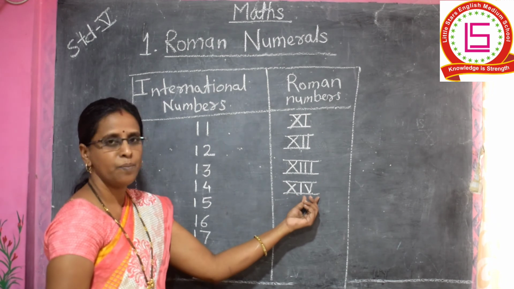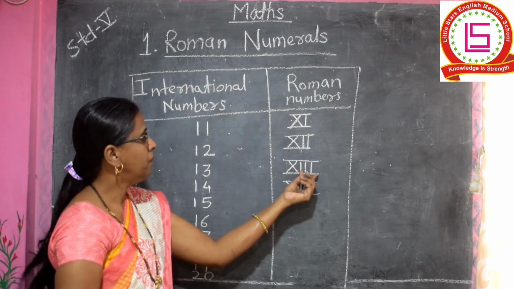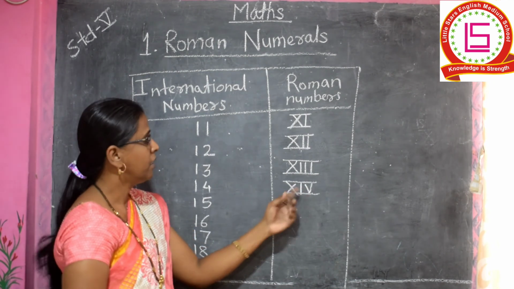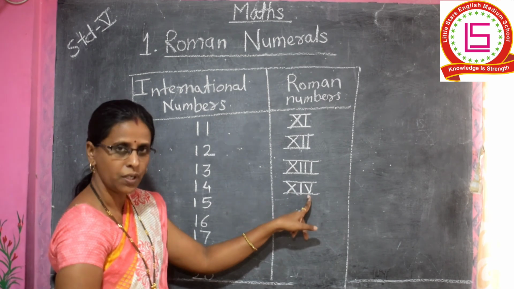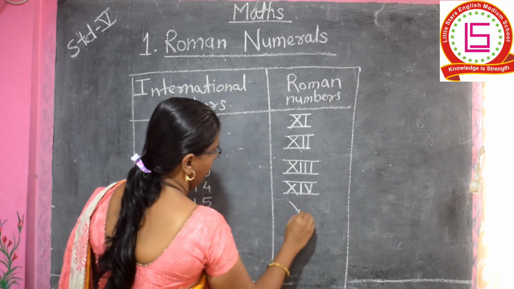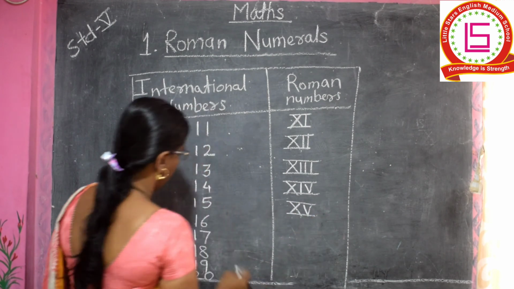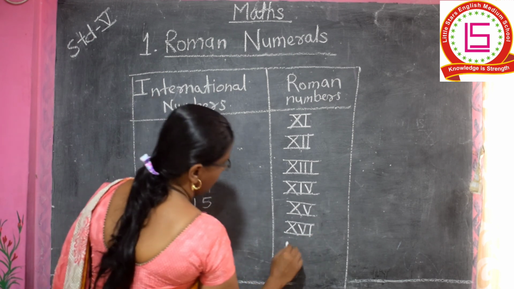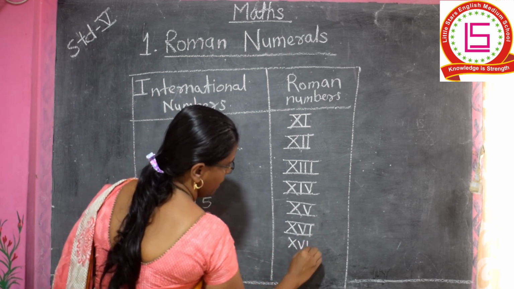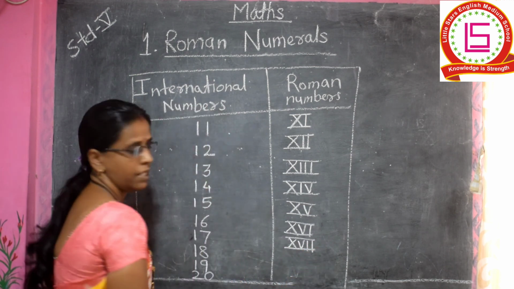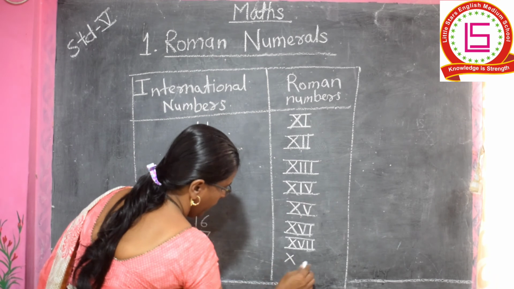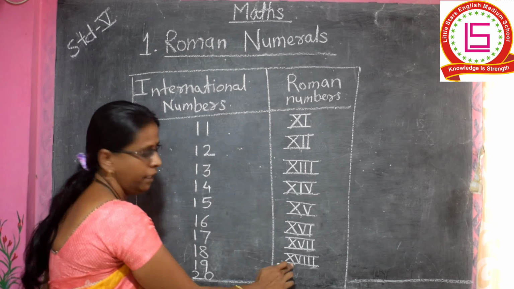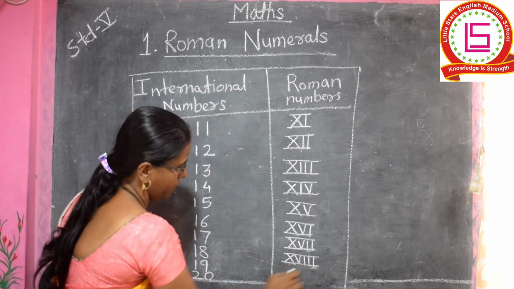Why are you writing like this? Because you do not write 4 times I. Okay. That's why you write 5 minus 1. That is equal to 10 plus 4. 14. 15. 16. 10 plus 6. 17. 10 plus 7. 18. 10 plus 8. 5, 6, 7, 8. 19.